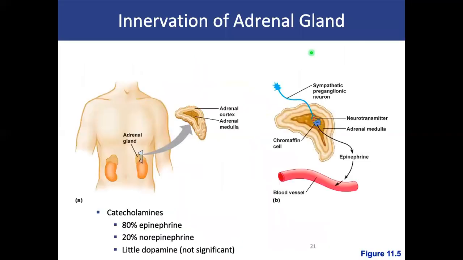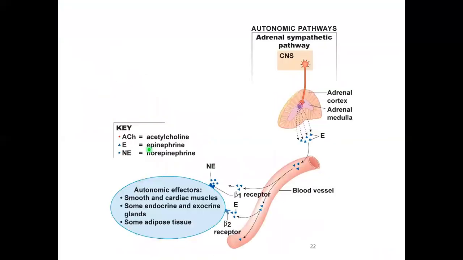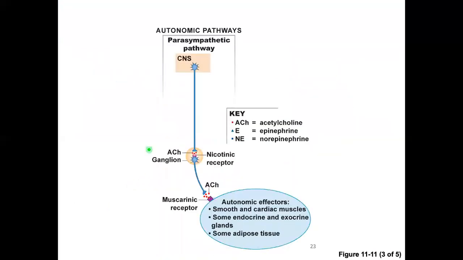We can skip this. This is the adrenal gland. So a sympathetic nerve synapses with a chromaffin cell in your adrenal medulla, and that's going to release epinephrine, or release catecholamines. Catecholamines are about 80% epinephrine, 20% norepinephrine, and a little bit of dopamine. And so that adrenal gland is going to release epi into the blood, and so that's going to have an effect on your whole body.